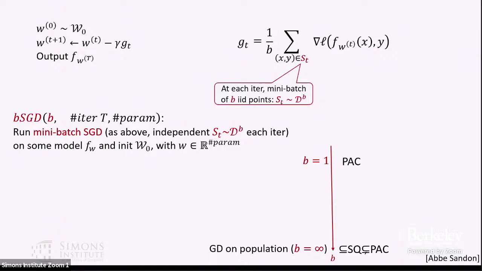But so one question we can ask is what happens in the middle? What happens if we have, for example, a polynomial batch size or some other reasonable batch size? Can we actually simulate PAC or can we not? Like when does it become impossible to simulate PAC here? And also what can we do maybe beyond that point? I mean, if we can simulate PAC, maybe we can do something else.